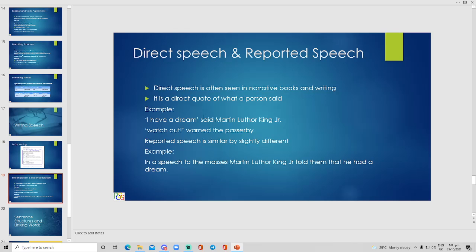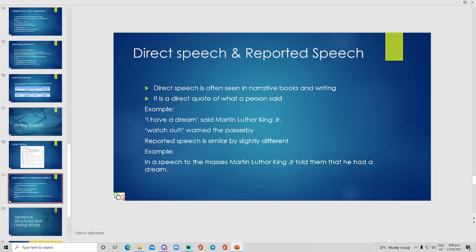So we'll move on now quickly to direct speech and reported speech. Direct speech is often seen in narrative books and writing. If you know anything about aesthetic reading, which is reading for pleasure, you would know that that is what narrative usually refers to. So in any books that you're reading, you always see that somebody said something, it would be quoted, and then they would say he said or Joe said, just so you know who's talking. That is narrative or direct speech. In direct speech, it is usually a quote of what the person said. And I have the example here. I have a dream, said Martin Luther King.